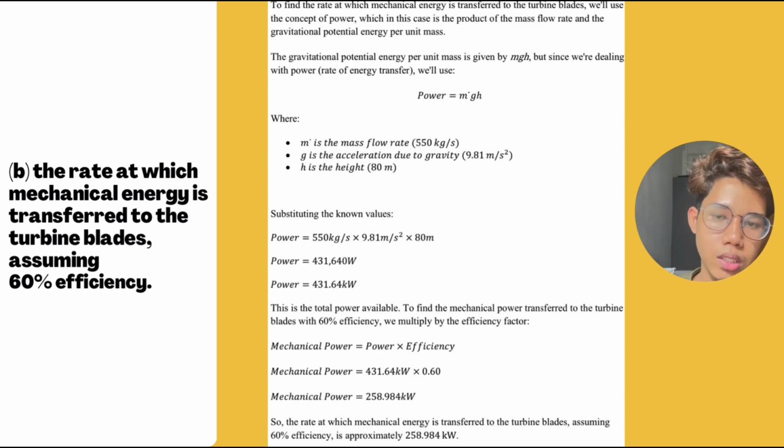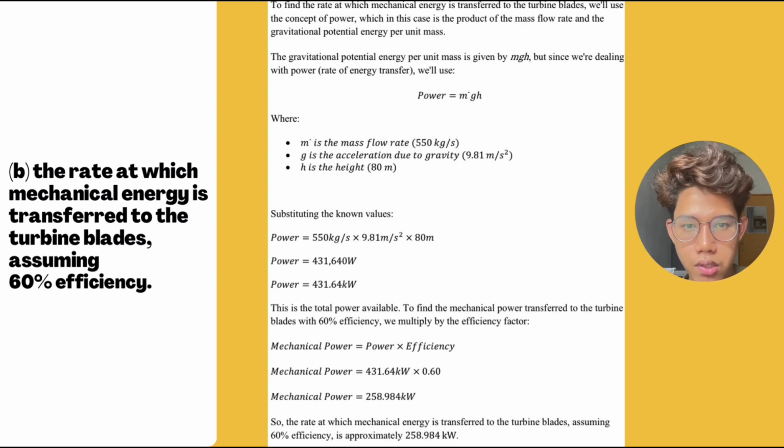And for the B question, the rate at which mechanical energy is transferred to the turbine blades, assuming 60% efficiency. To find the rate at which mechanical energy is transferred to the turbine blades, we'll use the concept of power, which in this case is the product of the mass flow rate and the gravitational potential energy per unit mass.